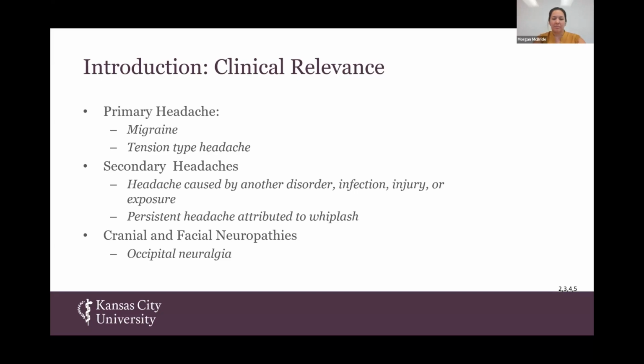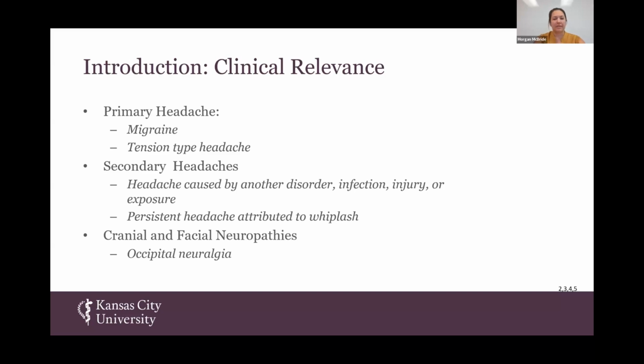Now going back to this persistent headache attributed to whiplash. This is a headache that develops within 7 days after a whiplash injury and lasts about 3 months or more. So if you think about the anatomy, this nerve is coming out between the C1 and C2 vertebrae, and then it's traveling underneath the obliquus capitis inferior, where it's then going to pierce the semispinalis capitis, which was one of those muscles we removed, as well as the aponeurosis of the trapezius, and then it travels to the scalp.